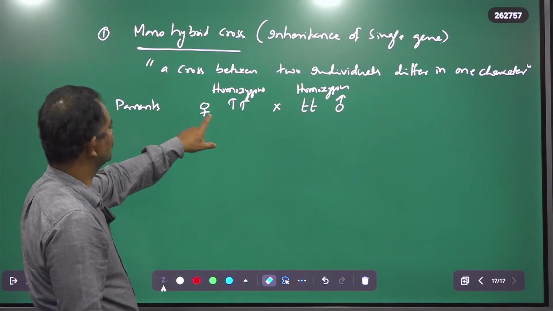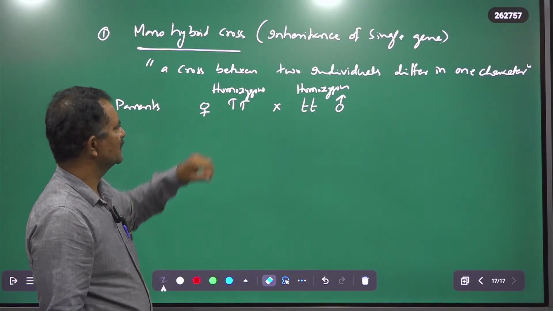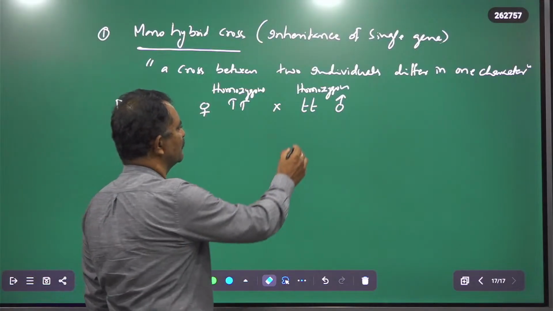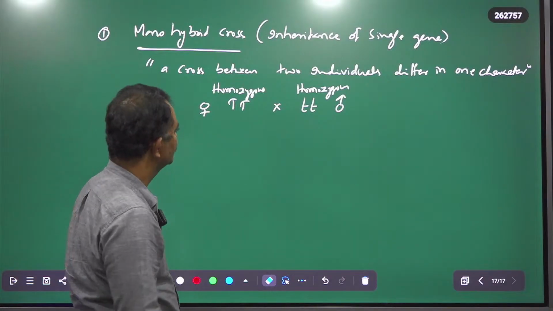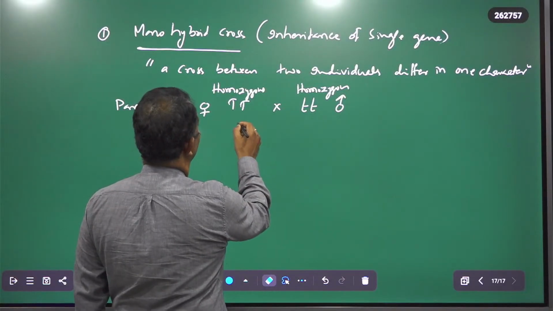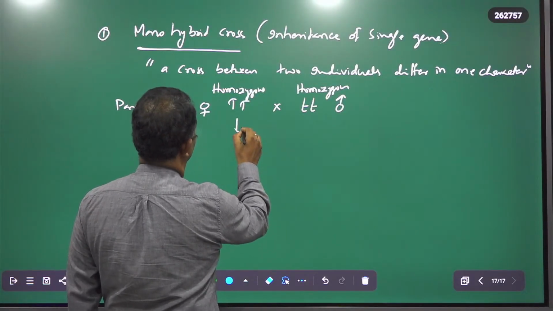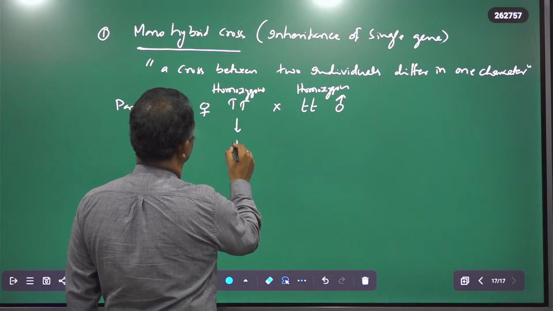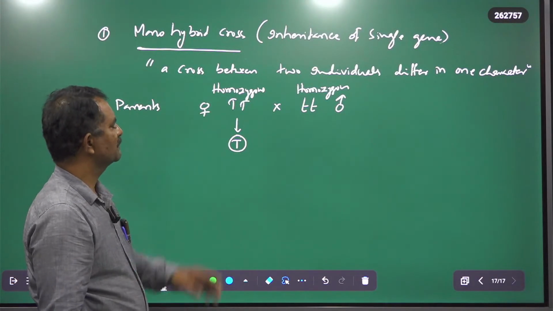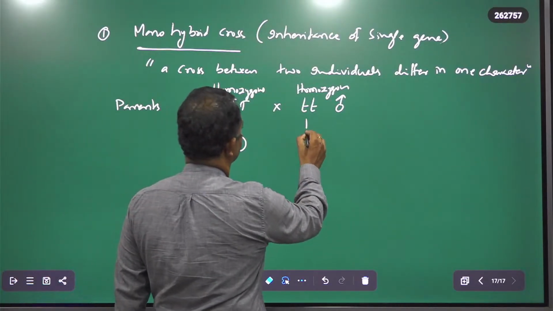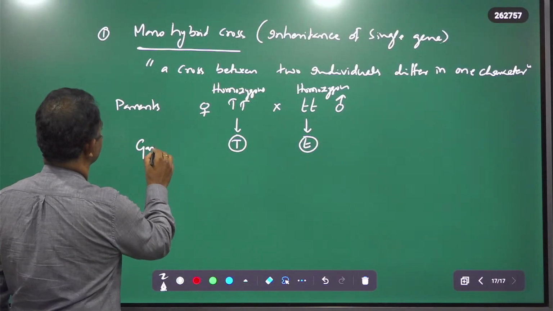One is the female parent, capital T, nothing but dominant homozygous, as well as the male parent, small t, the recessive parent. So automatically they form gametes. Both gametes are the same. Then we take a single capital T, and the other gives small t. So these are the gametes.